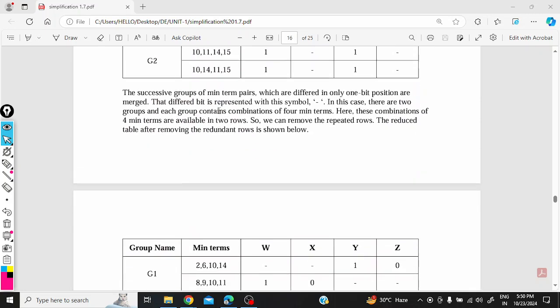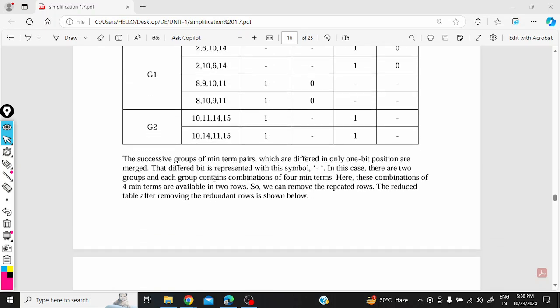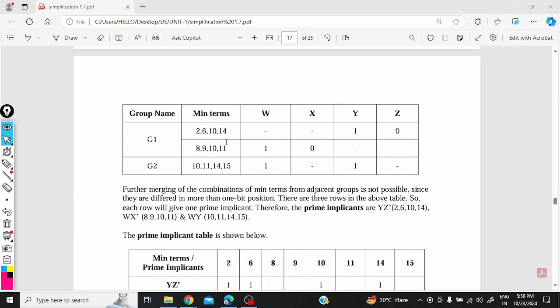I am marking it as 1. Means this both are representing the same thing. These are also representing the same thing. So I am minimizing them. I just represent as two groups now. Now when I minimized it, why? Because minterms are same and the literals wxyz are also representing the same. I am representing them in a smaller way.